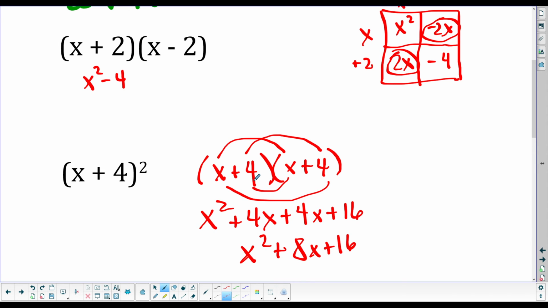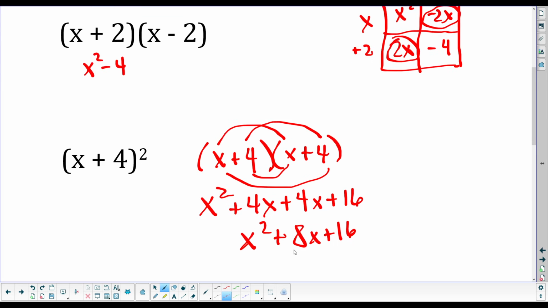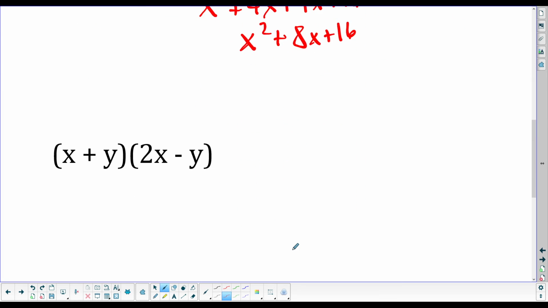Okay, notice again, this is one of those special patterns that we're going to look at. When I have this squared, what I end up with in the middle is this number times this number times 2. So I have 2 of these 4 times x's, and so I get 8x. Again, it's an interesting pattern that we'll try to take advantage of as we go forward.